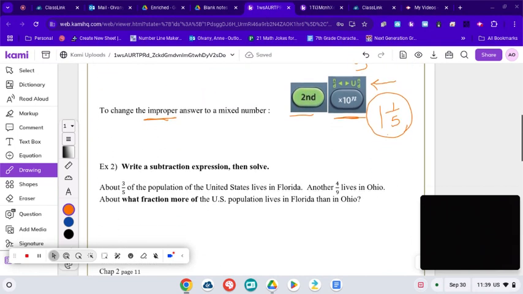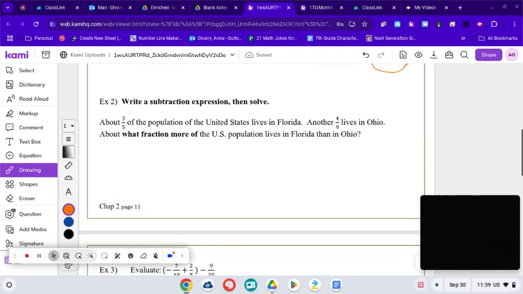So again, the problems are easy because we're just making sure we know how to do this with the use of the extra keys on our calculator. This one tells us it's a subtraction problem. About 3/5 of the population lives in Florida, another 4/9 in Ohio. What fraction more, those are key words that would tell you to subtract anyway, of the population lives in Florida than in Ohio? So you're going to go ahead and type that in.